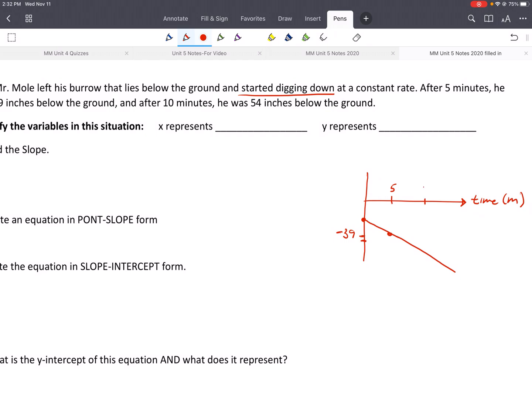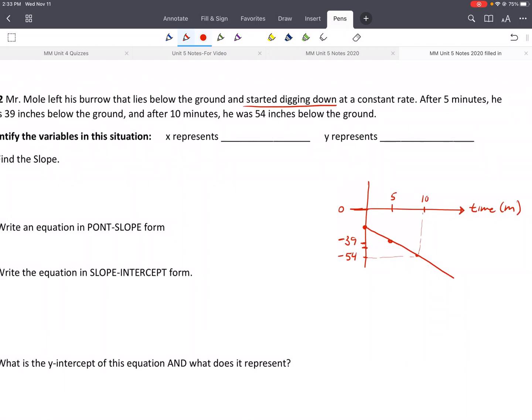And it says after 10 minutes, he's 54 inches below the ground, okay? And we're going to assume that the ground level is 0. If it's above in the air, that's positive. So he's down even deeper, okay? So what does x represent and what does y represent? So again, we're using time here, so we're going to say that x represents minutes and y represents inches.